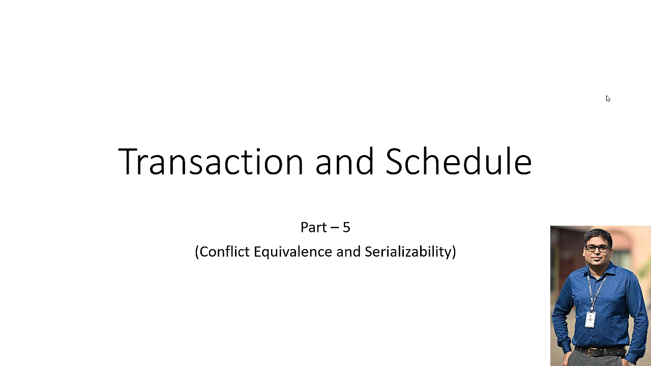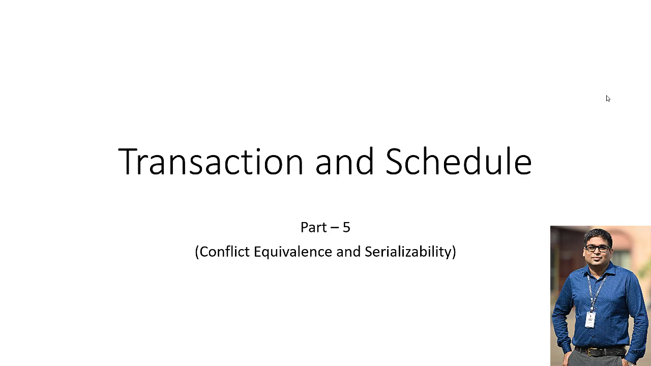Hello everyone. In our previous video lectures, we have learned that to achieve greater concurrency, we need to go for a non-serial schedule. But a non-serial schedule can suffer from inconsistency. So the better approach will be if we can prove that a non-serial schedule is serializable, then we can say that this non-serial schedule can achieve more concurrency as well as the result will be consistent.